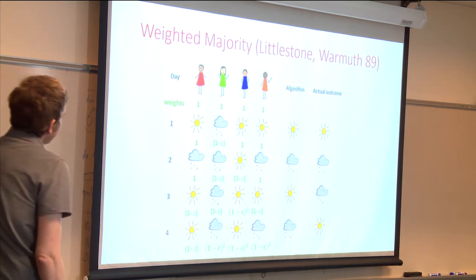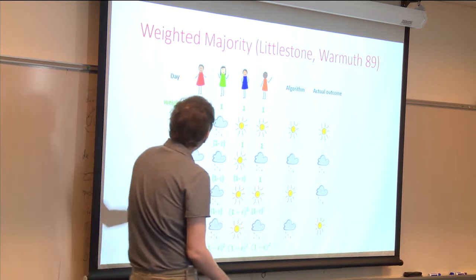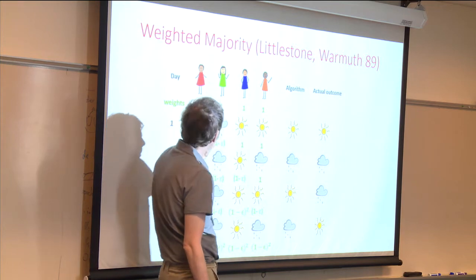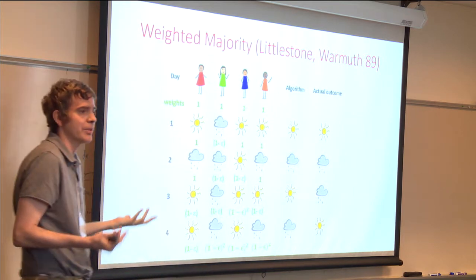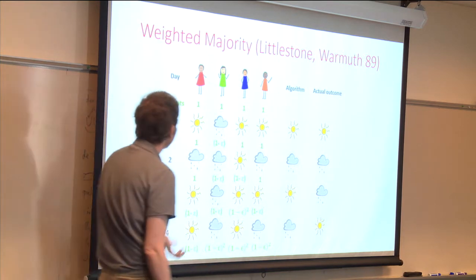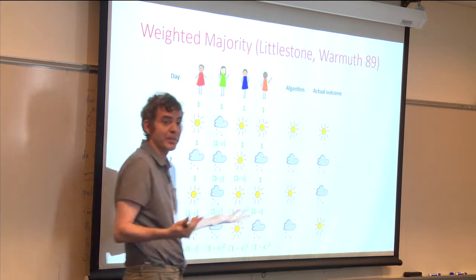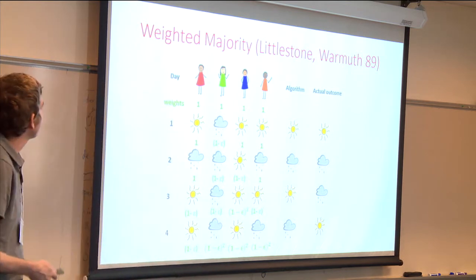And how do we actually make our prediction? Well, we just add up all the weights corresponding to sunny, and if that's larger than the sum of the weights corresponding to rainy, then we predict sunny. So just the weighted majority.